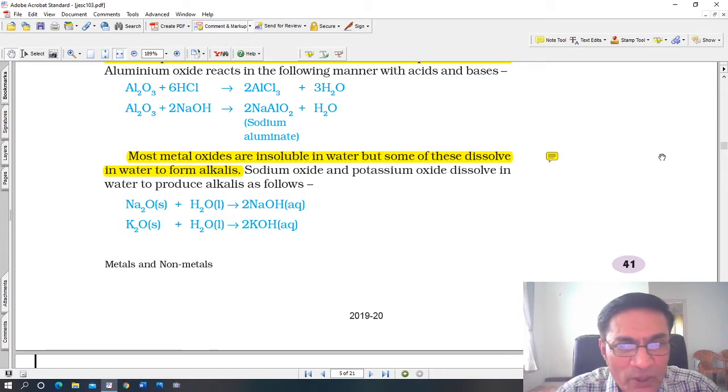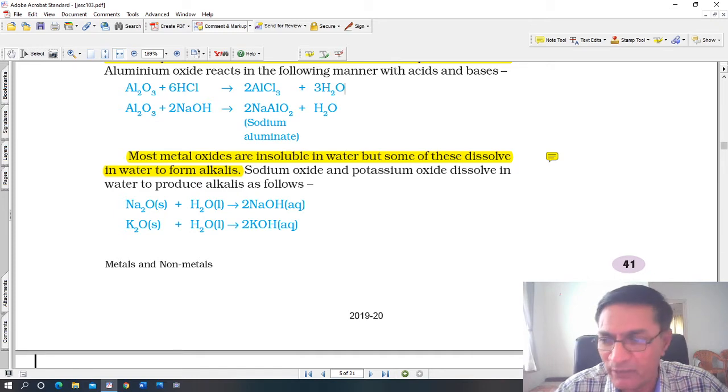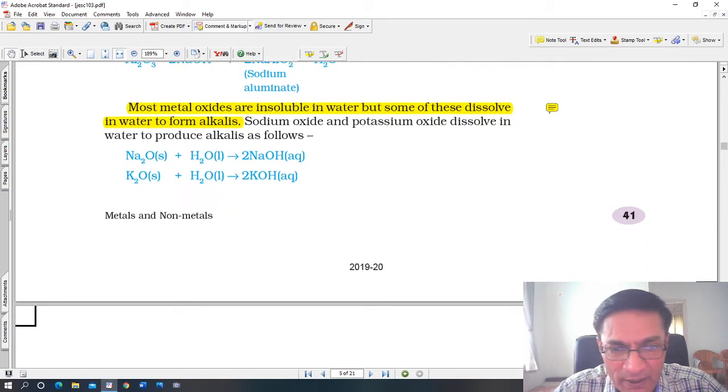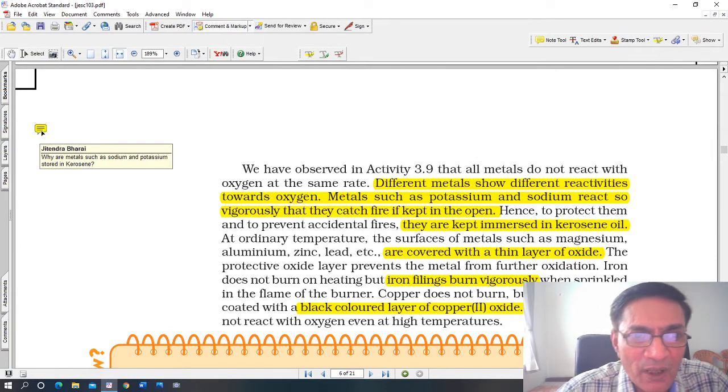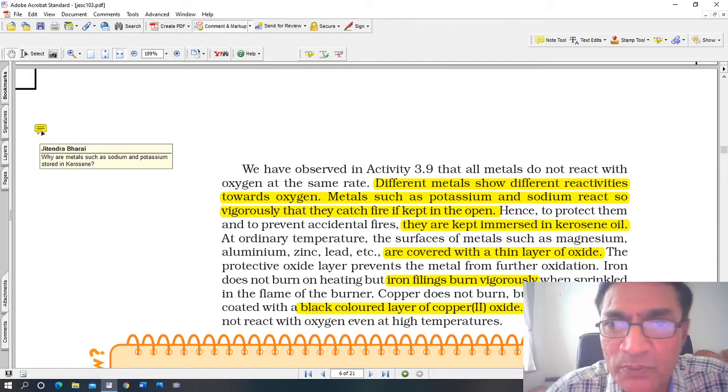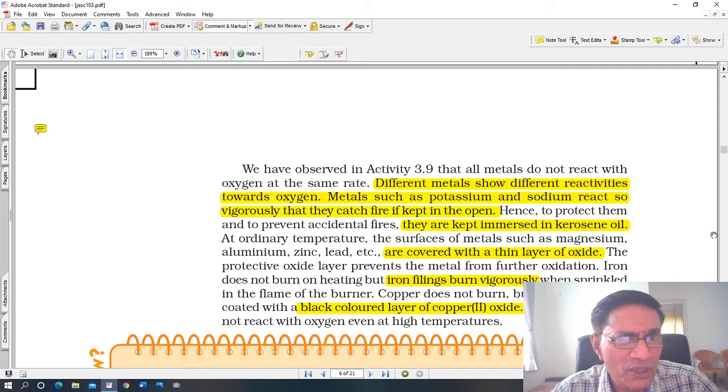Alright, so sodium hydroxide and potassium hydroxide, you can see they react with water to form the corresponding hydroxides or aqueous solutions or alkalis. Alright. Now, see that I have written one more question here. Why are metals such as sodium and potassium stored in kerosene? Now, we have discussed this before.